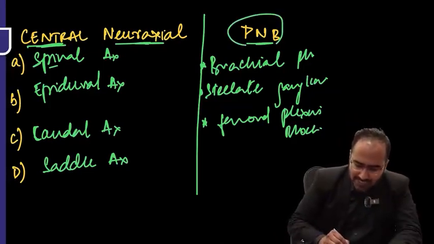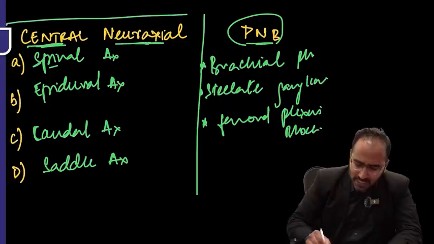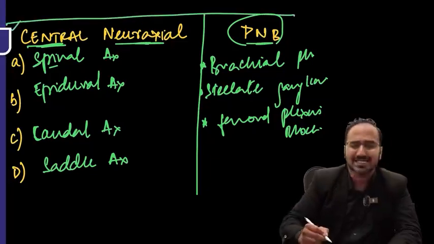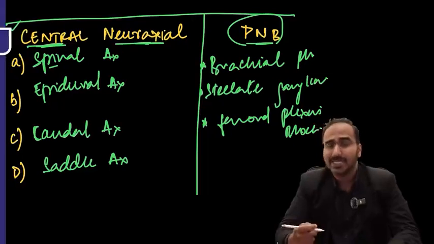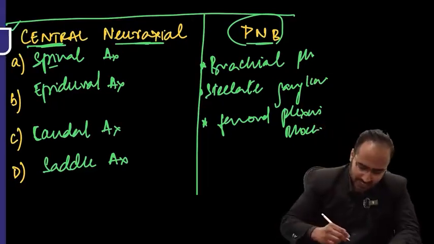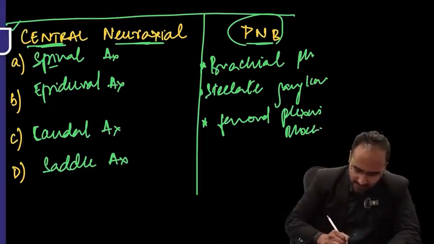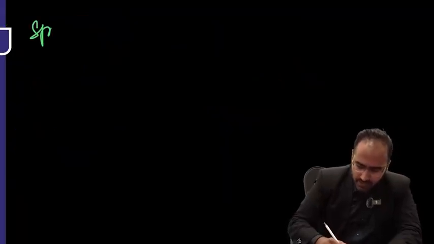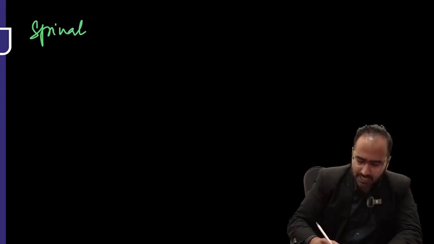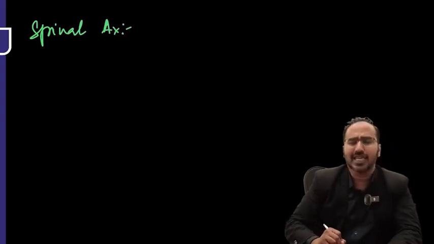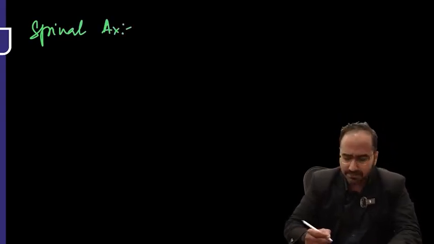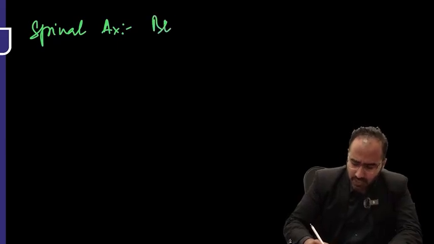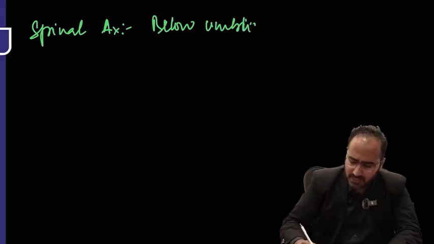Anyways, guys, we are discussing regional anesthesia. In regional, first we'll start with the central neuraxial block. In central neuraxial block, the first thing that comes to my mind is spinal anesthesia. The indication of spinal anesthesia is very simple. It is used for below umbilicus short duration surgeries.